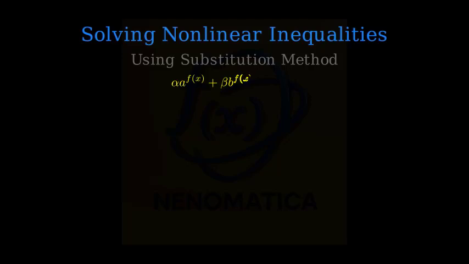We have alpha times a to the f of x, plus beta times b to the f of x, plus gamma is greater than or equal to 0. Here, alpha, beta, and gamma are real numbers with alpha not equal to 0. The values a and b are positive numbers that are reciprocals of each other, meaning a times b equals 1. When facing this type of inequality, we can use a clever substitution to simplify our work.